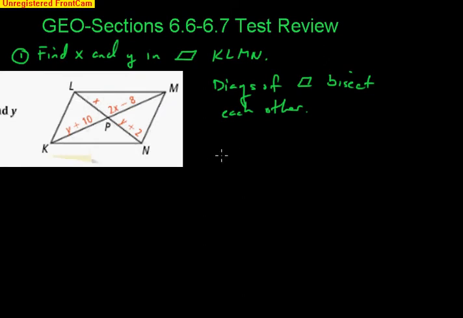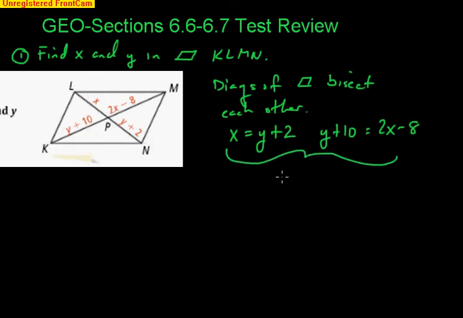Now, if I take a look, x is going to equal y plus 2. And that's an equation with two variables. I can't solve it, so I'll go to the other diagonal. Y plus 10 equals 2x minus 8. And again, that has two variables. I can't solve it either. But together, this creates a system of equations, and I'm going to solve this using substitution.